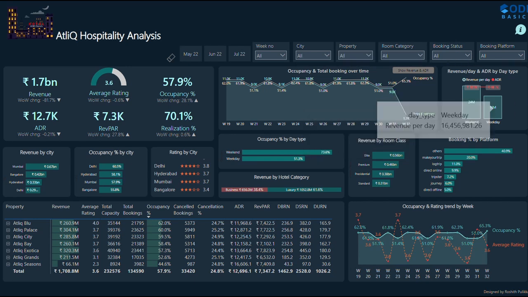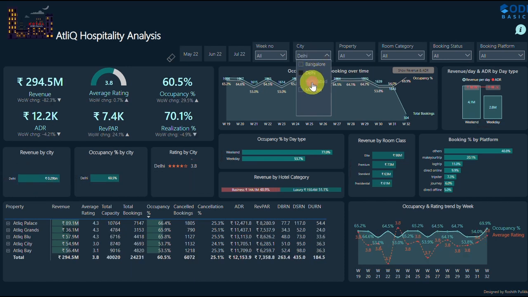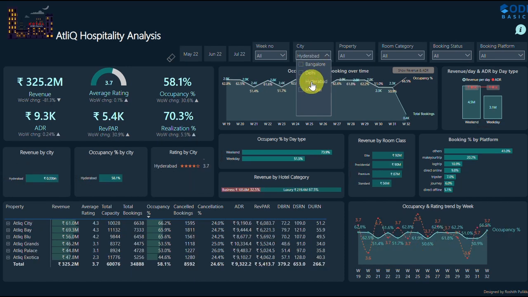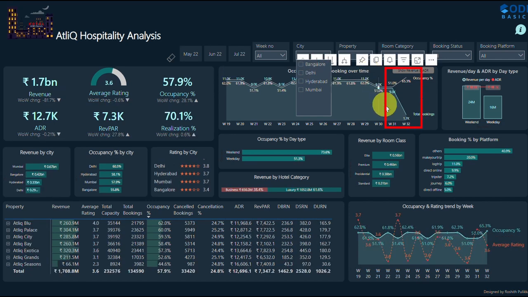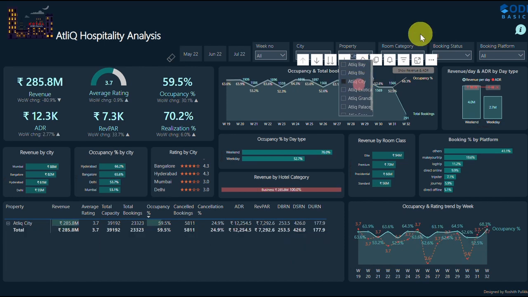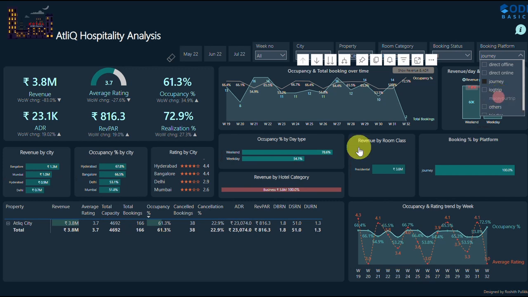To investigate this booking decline further, let's check if this trend is uniform across all cities. If the downturn was concentrated in a specific location, targeted actions could be taken. However, as you can see here, all cities exhibit a similar downward trend in bookings. Similarly, when we analyze the booking trend by property, room, category, and even booking platform, the same pattern of a significant drop is evident.